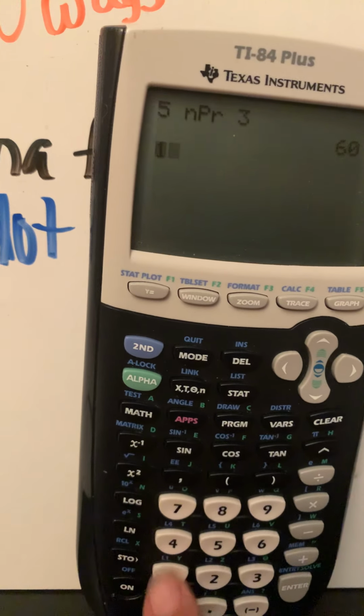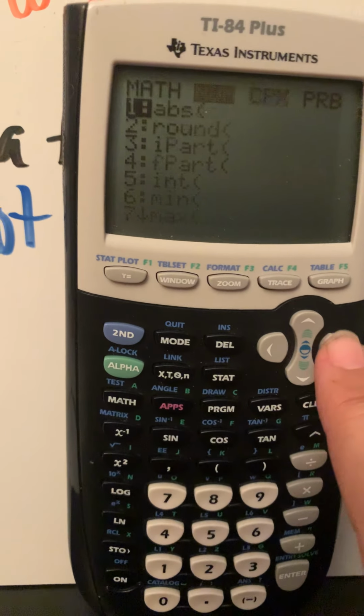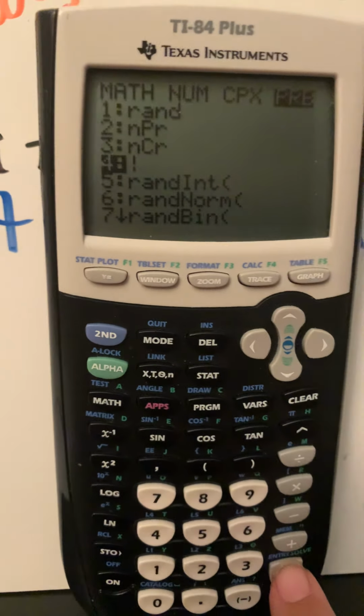Now remember what I said, 10 factorial. So I'm going to enter that in here. So 10, clear. 10, go into math, prob, factorial. Look at that. That means that I have 3,628,800 different ways to arrange when I'm dealing with 10 different people. Pretty cool way to find that.